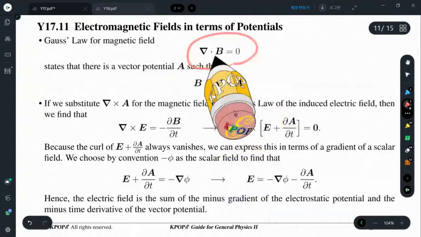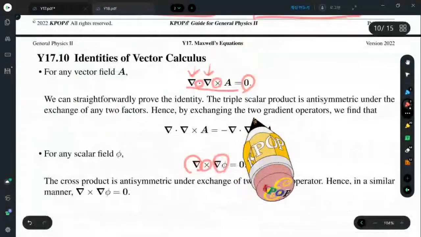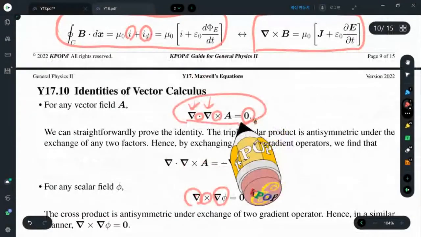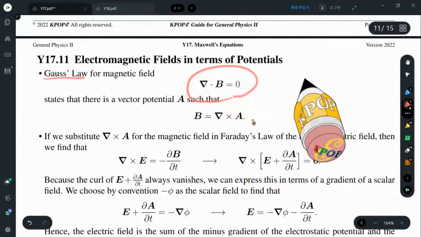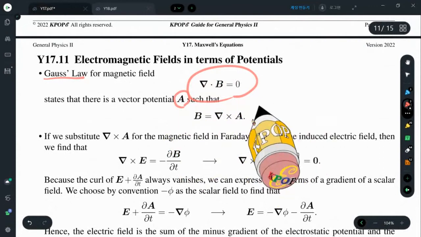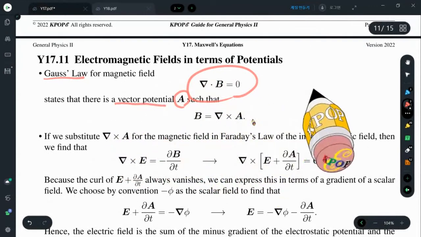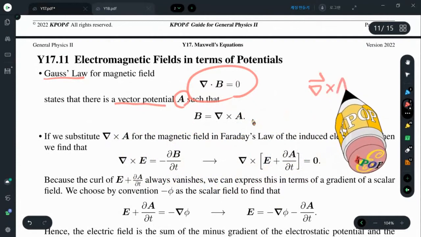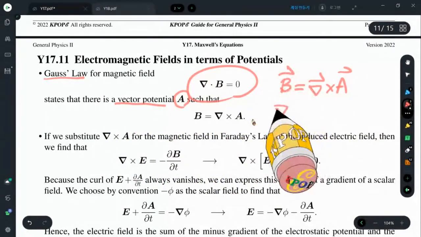We recall that the Gauss law for the magnetic field is divergence B equals 0. If I apply this fact, then divergence B equals 0. Okay, there always exists a vector field that is called the magnetic vector potential, which gives a magnetic field. Why?